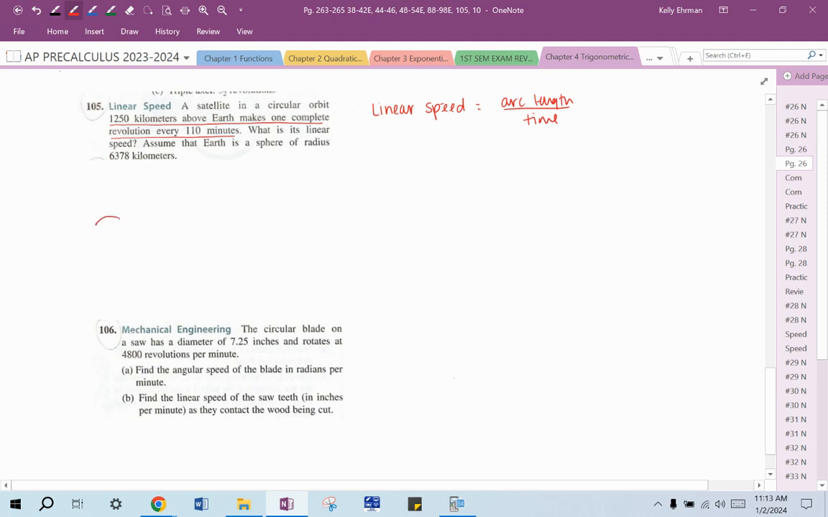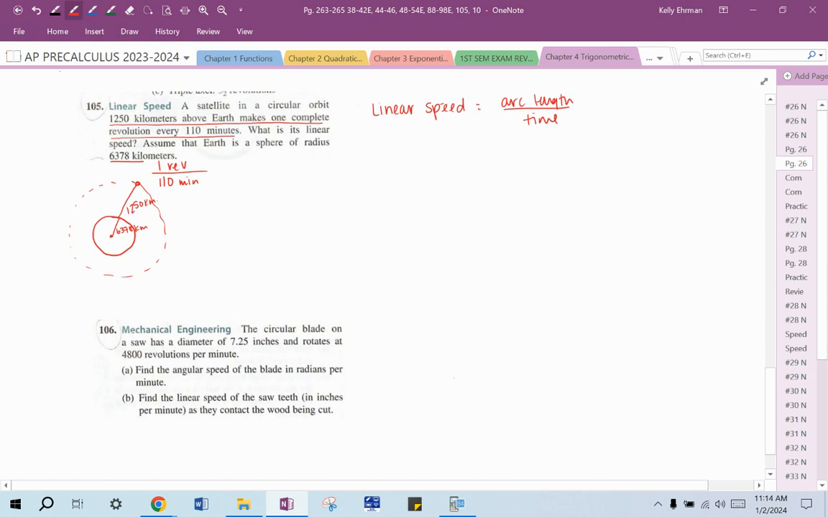So, okay, here's Earth. And above the Earth, 1,250 kilometers is the satellite, and it's rotating a full rotation around. Oh, wait, sorry. That took one revolution, took 110 minutes. Assume that the Earth is a sphere with this radius. So, okay, I have not drawn this to scale, but we have this radius here, 6,378 kilometers. All of this is kilometers.